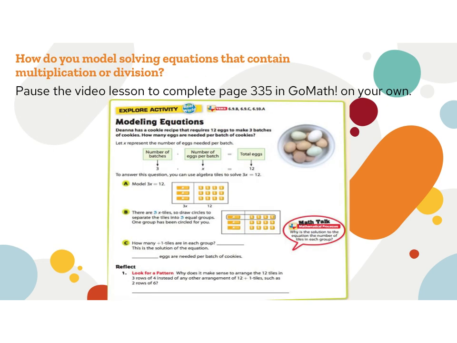So how do you model solving equations that contain multiplication or division? I want you to pause this video lesson to complete page 335 in Go Math on your own. When we solved the equation 3x equals 12, we found that 4 tiles were in each group. So 4 eggs are needed per batch of cookies.